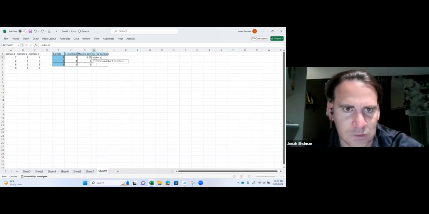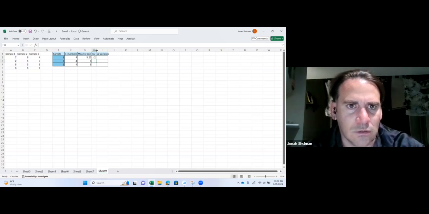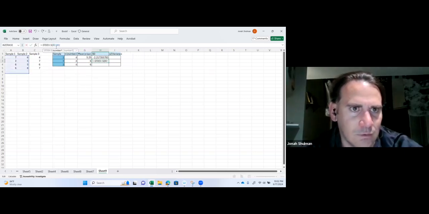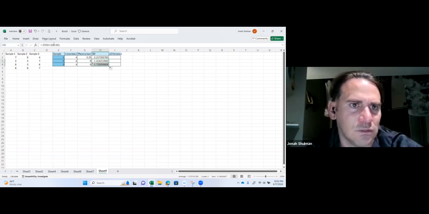Cool. Now we need our standard deviation, so equals STDEV.S, because it's just a sample. Here we go, this is the first one. And then I can just drag this down for the other ones. Oh, no, it's not the same. We have A2 to A5, we need B2 to B5. Sometimes when you just drag it, it does what you need it to do, but sometimes it doesn't. That's okay. And this one is going to be C2 to C5. So I just have to change this one to B.